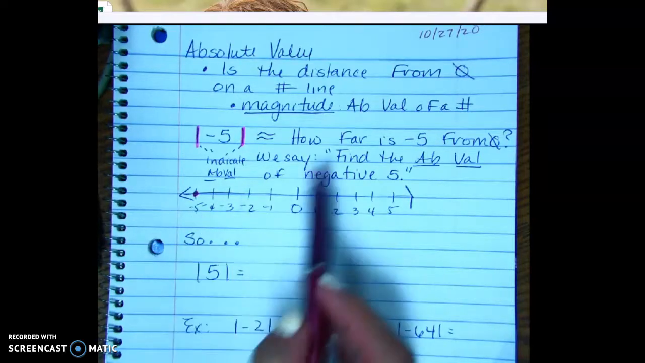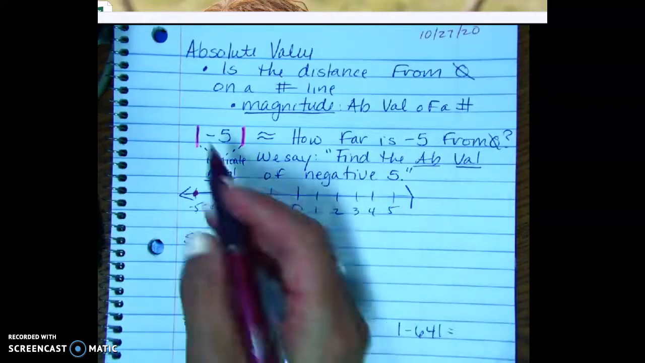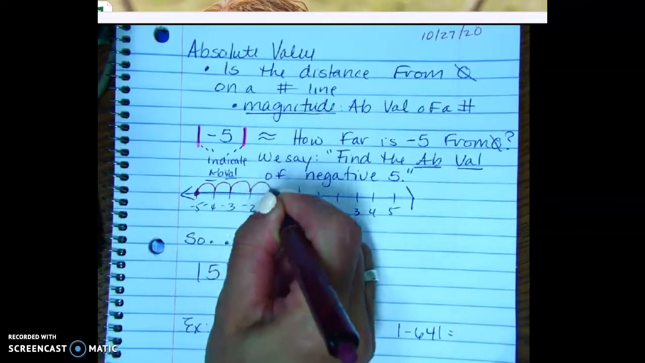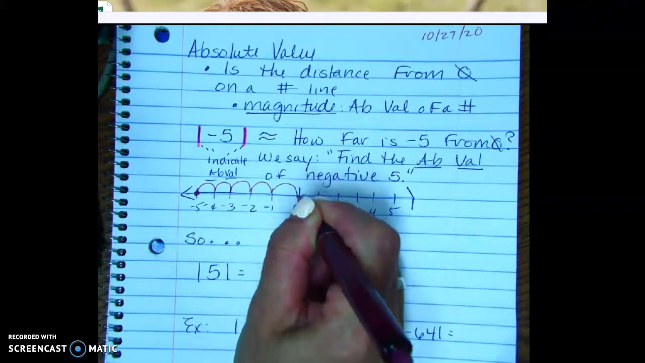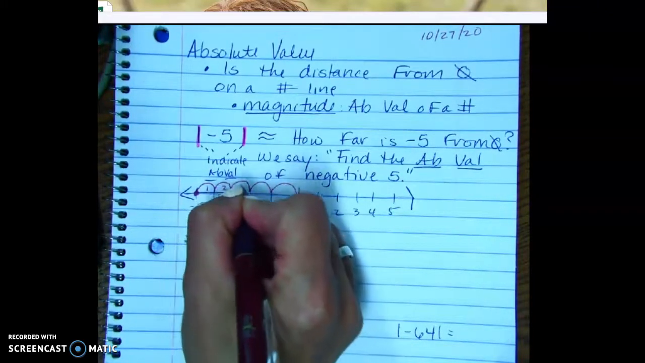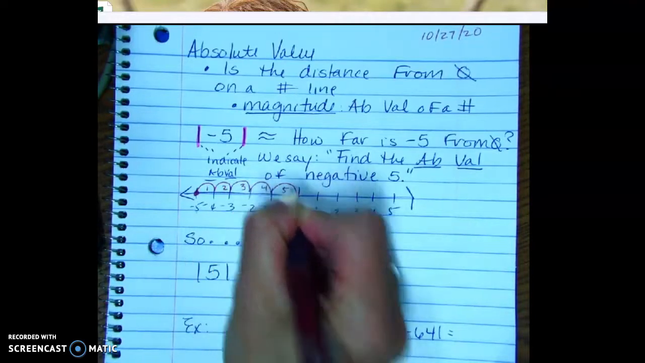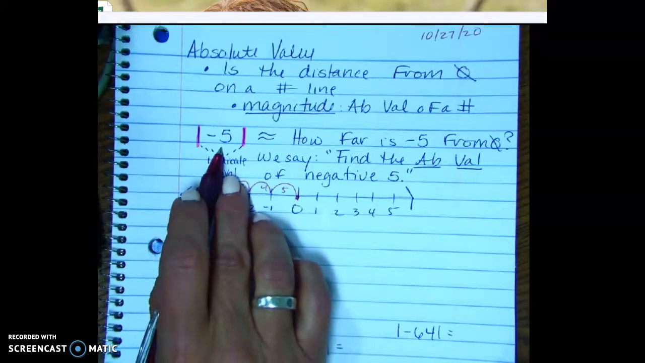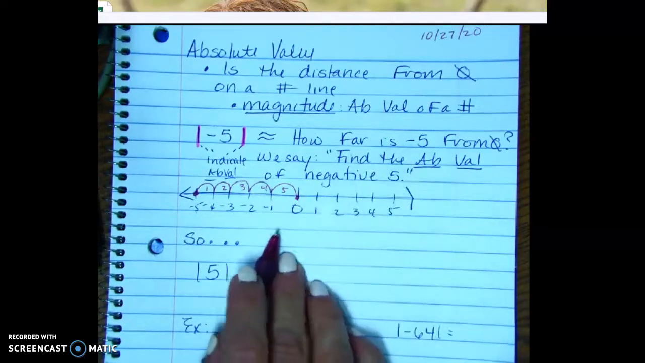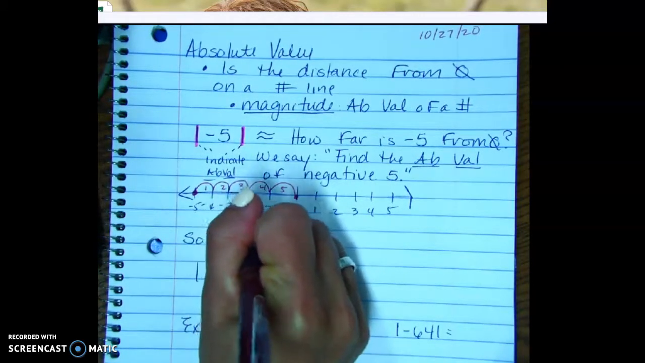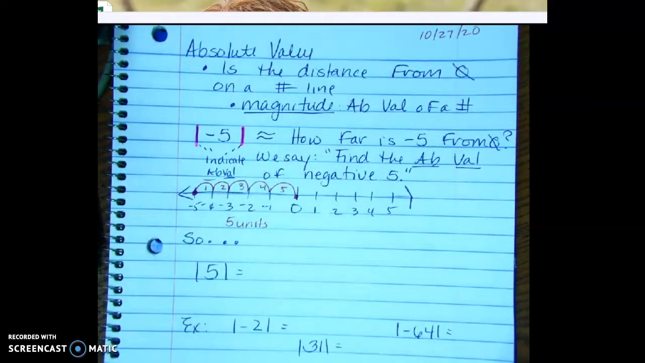So we want to see how far is negative 5 from 0. So we're going to see 1, 2, 3, 4, 5. I stop at 0 because we're trying to find the absolute value. So the distance of negative 5 from 0 is 5 units. So we don't say negative 5 units, we just say it's 5 units.